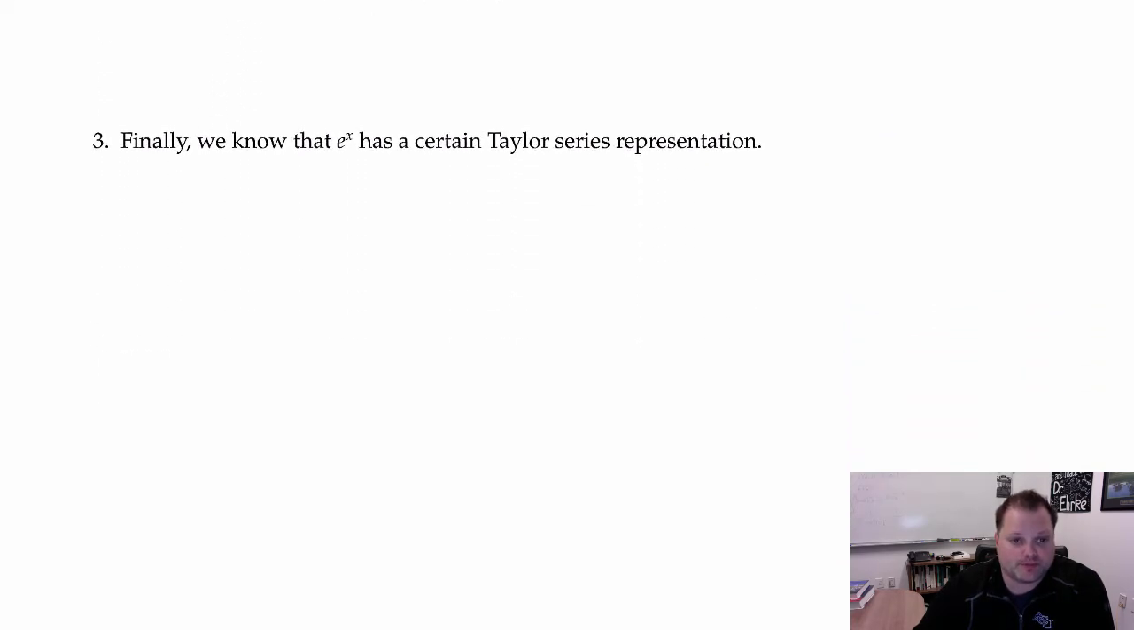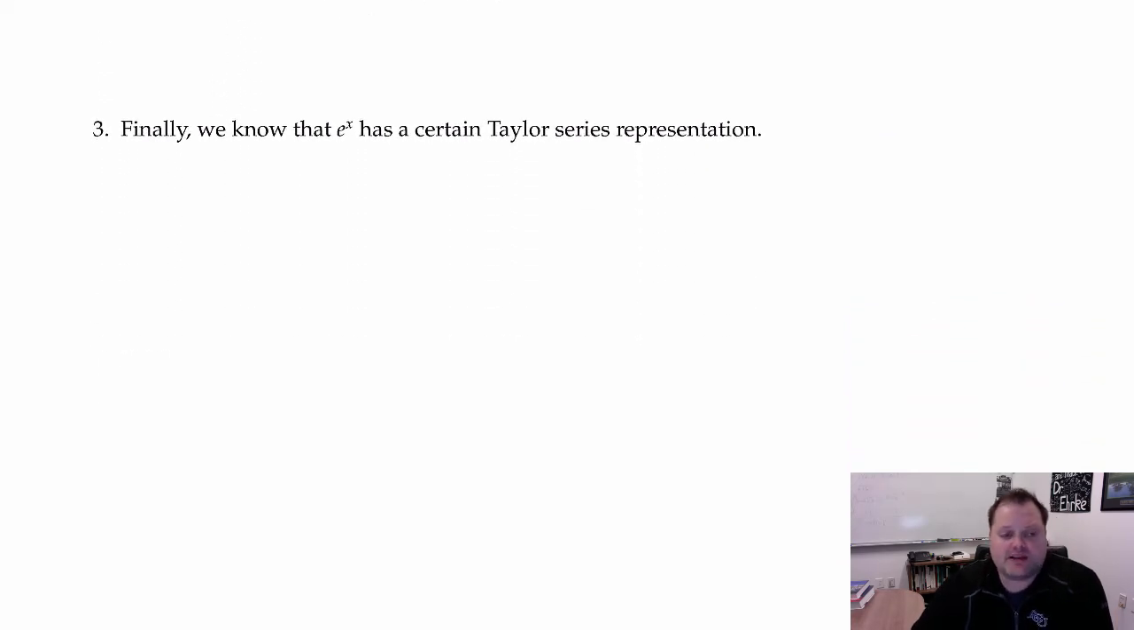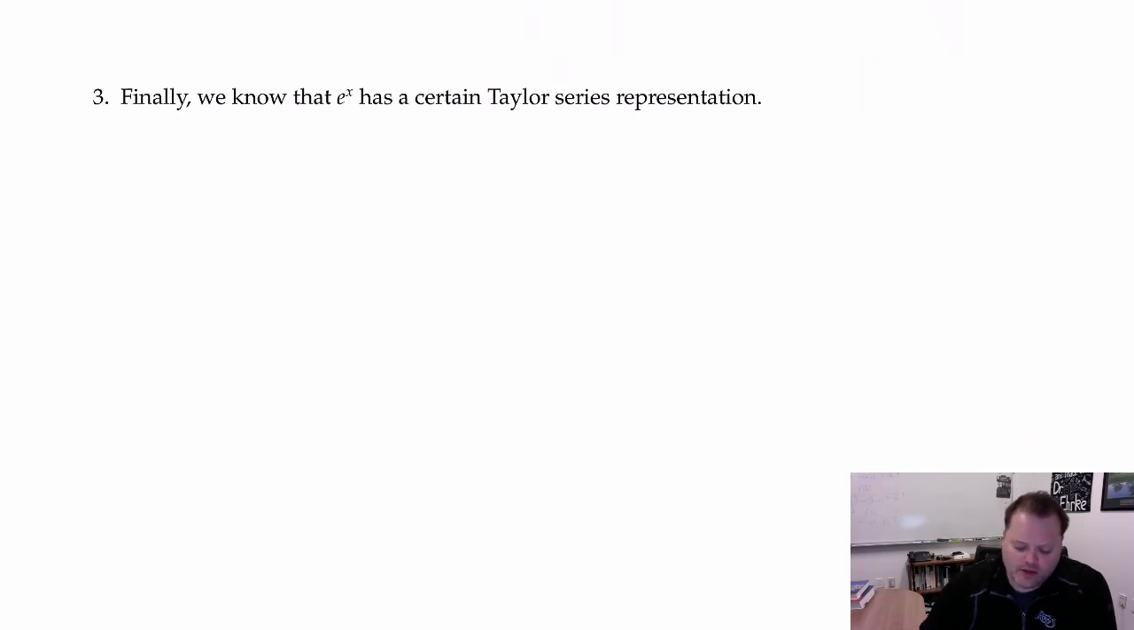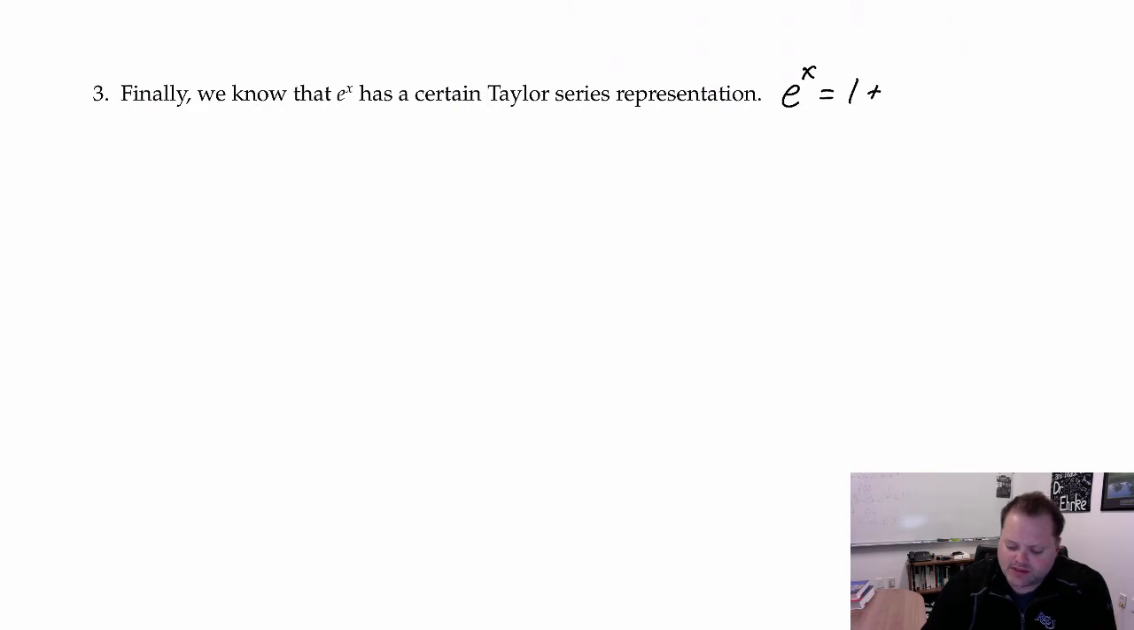I've got one more thing I want to show you to convince you that Euler's formula is true. We're going to look at Taylor series real quick. We know that e to the x has the Taylor series 1 plus x plus x squared over 2 factorial plus x cubed over 3 factorial plus, and so on. That's called its Maclaurin series. You would have learned that in Cal 2.